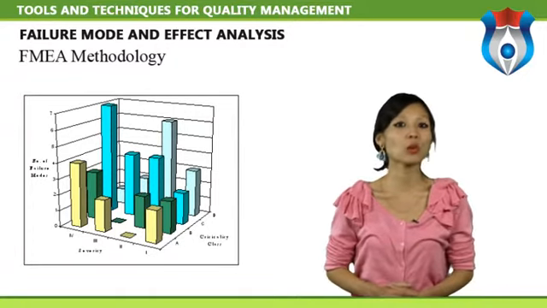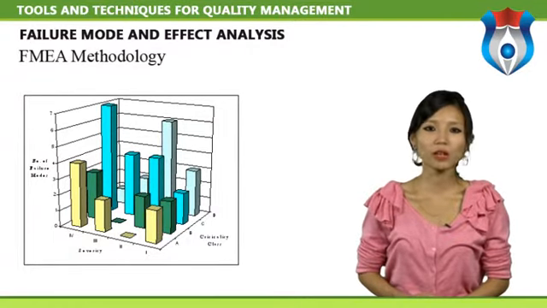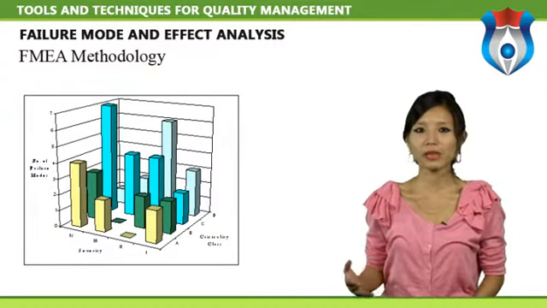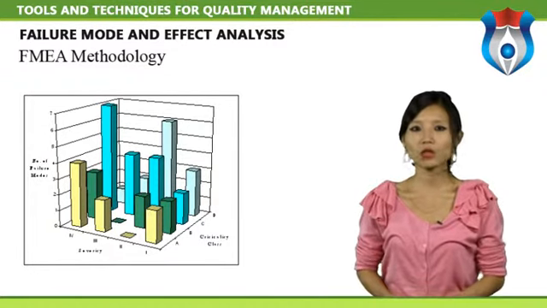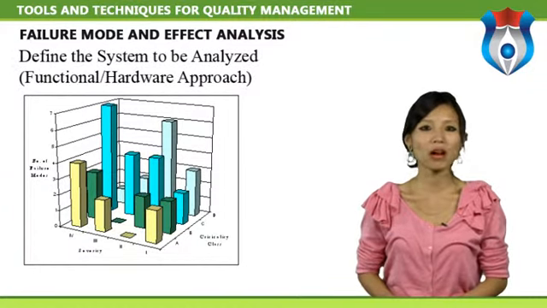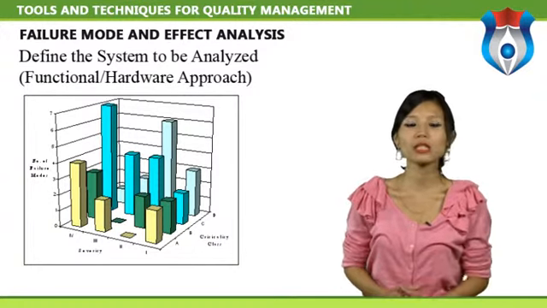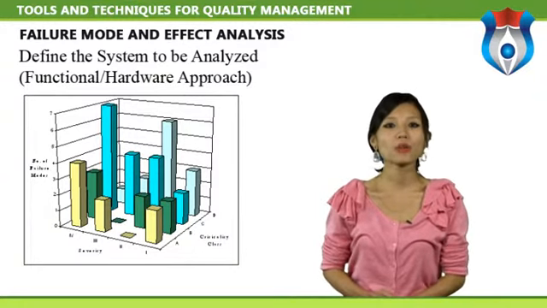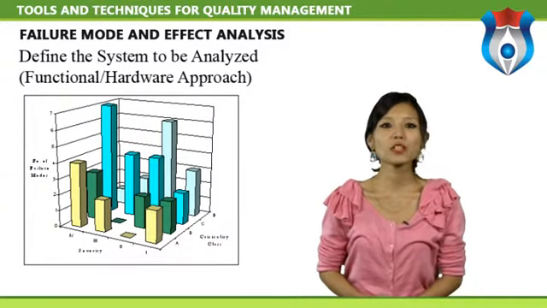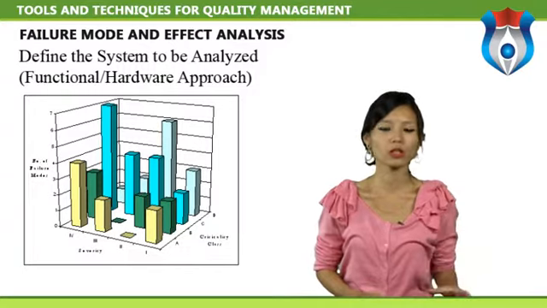The FMEA will identify systems and/or components and the associated failure modes. This part of the analysis will also provide an assessment of the cause and effects of each failure mode. Define the system to be analyzed, functional or hardware approach. Provide semantics and operational detail of the system. Clarify the mission of the system, or the ultimate goal of the system. The mission may be to provide emergency power or maintain a certain temperature in the facility.